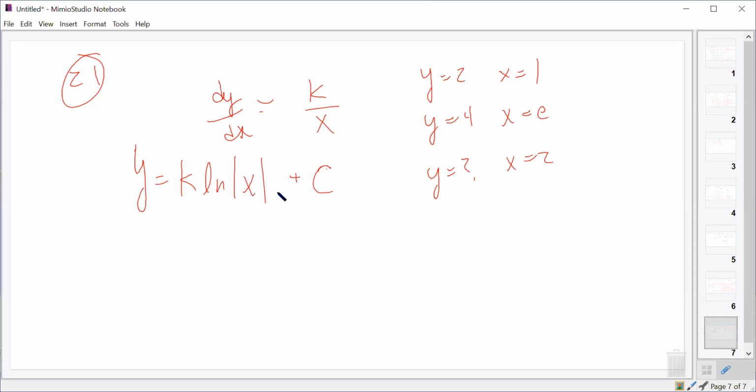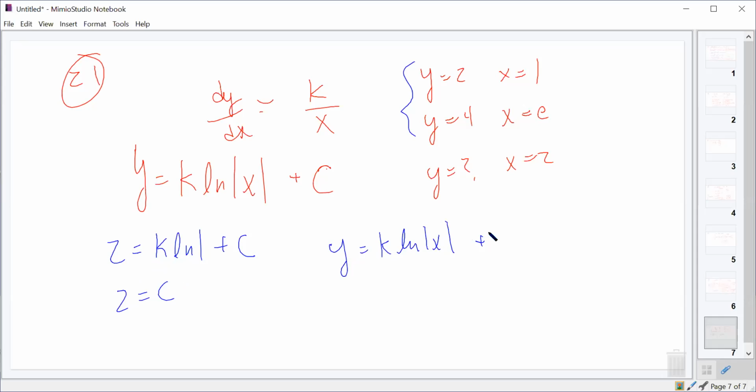Similarly to that first one that we did way back at the beginning here today, because we have two different unknowns here, we're going to have to take two different initial conditions and plug them in to find both of those unknowns. So we end up with 2 equals k natural log 1 plus c. We'll do this one first. What is natural log of 1? 0. So we have 0 times k, which is 0, plus c, which is just 2, equals the constant. So then we have y equals k natural log absolute value of x plus 2.